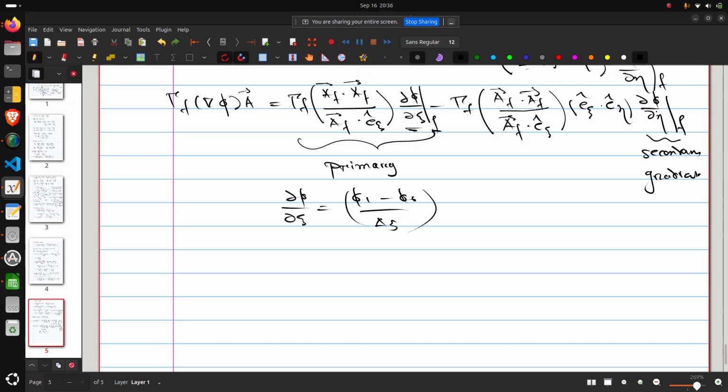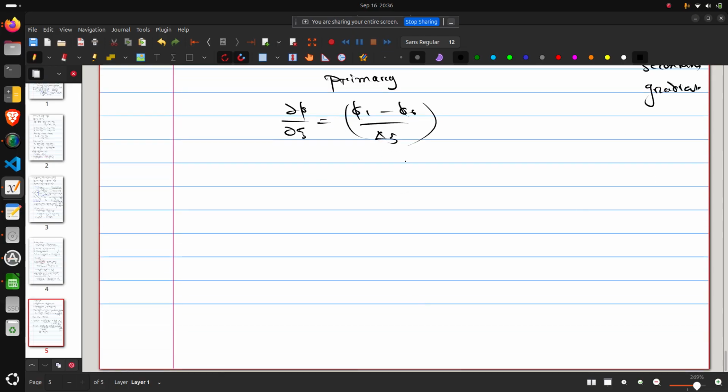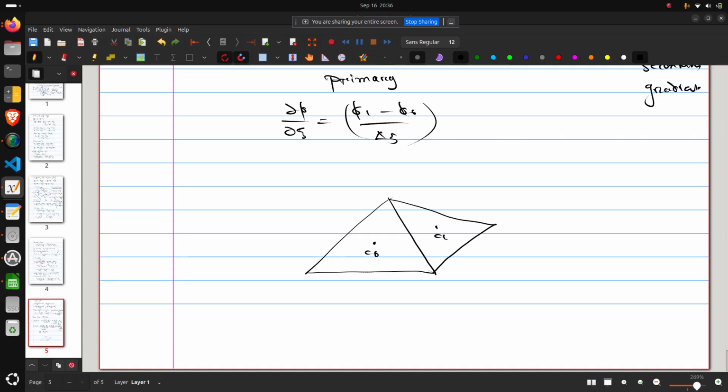But what about the dou phi dou eta? So if you remember the diagram from before, C naught C1 was A and B. So to get a gradient here we'll need something like phi B minus phi A by delta eta, right? But we do not have the phi B and phi A, right? So how do we get all these things?